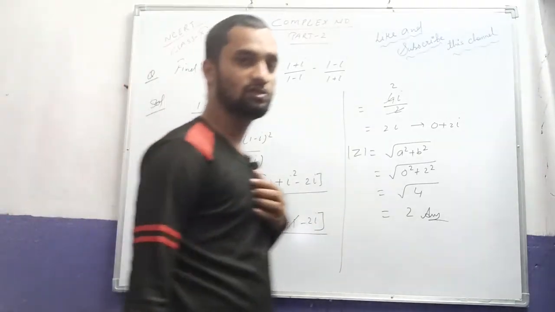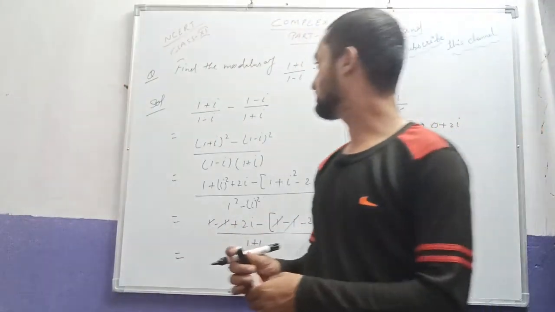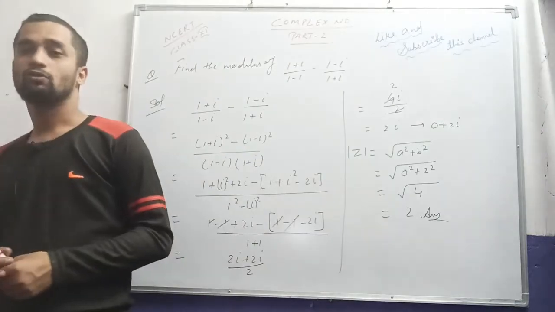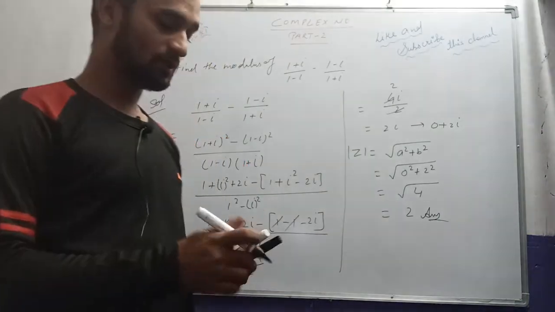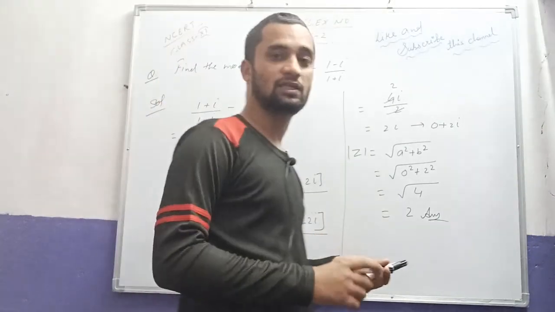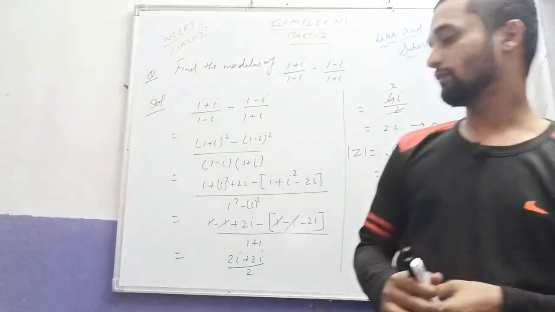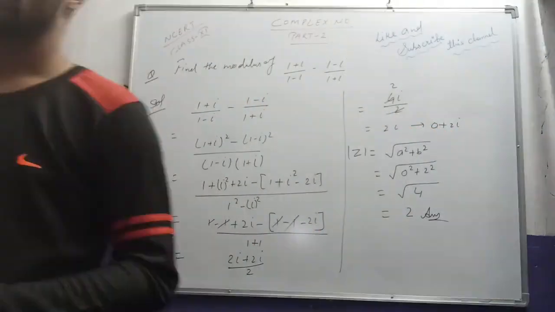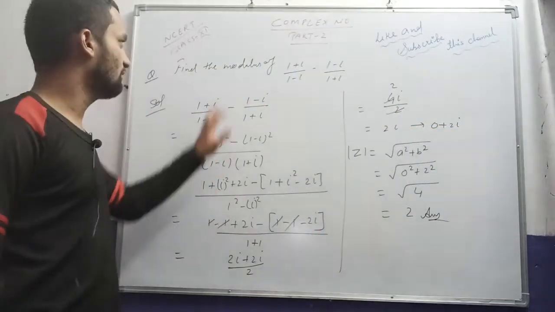In the first question we found out how to write the complex number in the form of a plus ib. In the next question we went for the multiplicative inverse, and then in this third question we went for modulus.